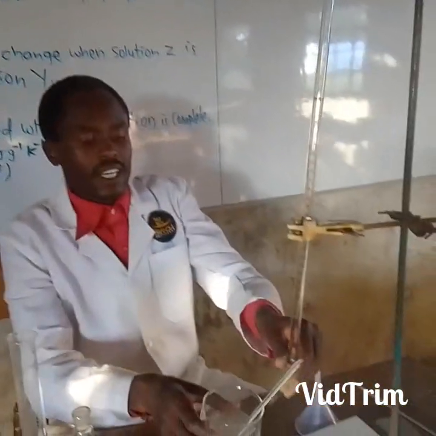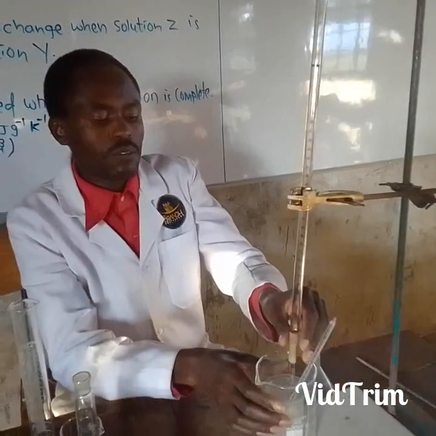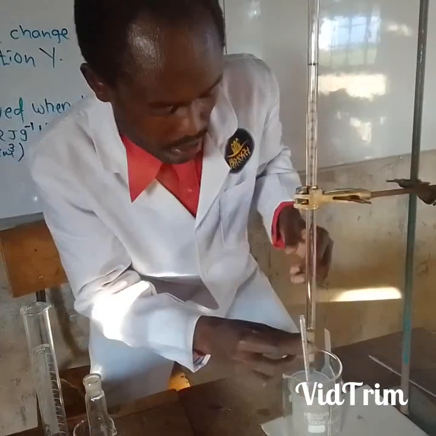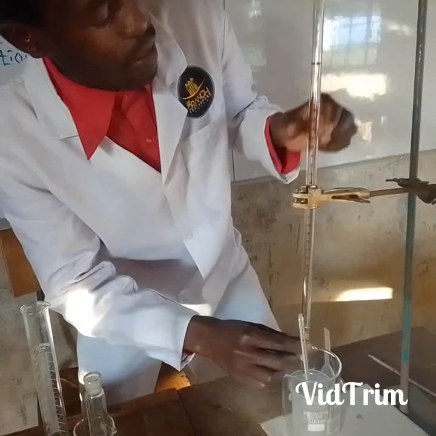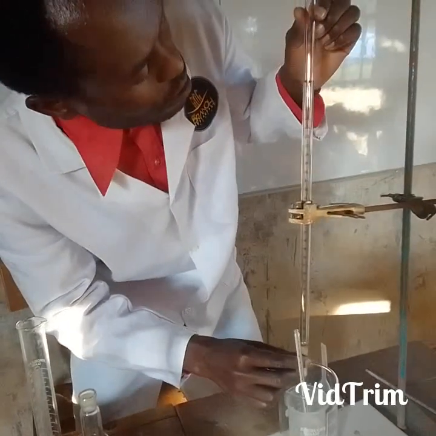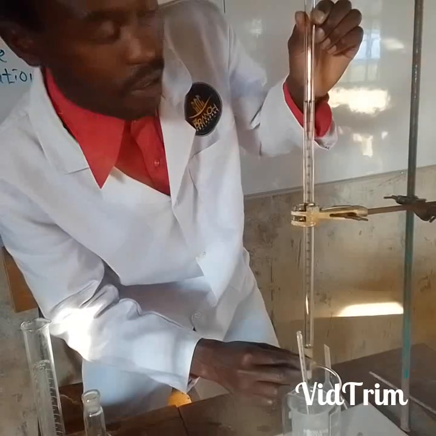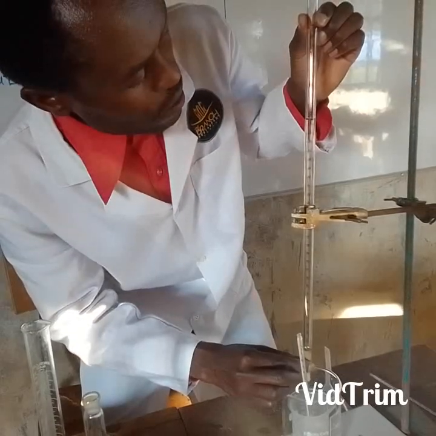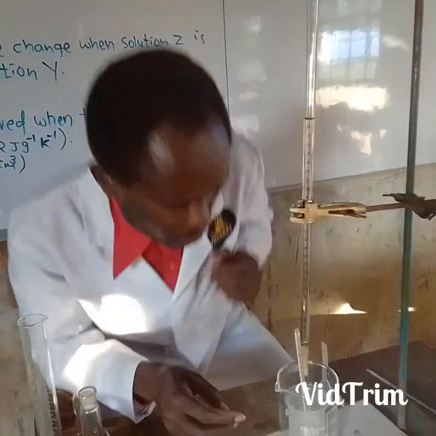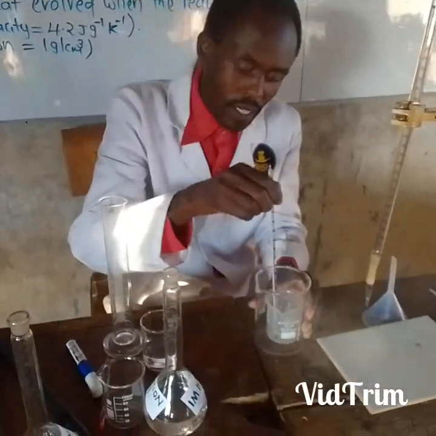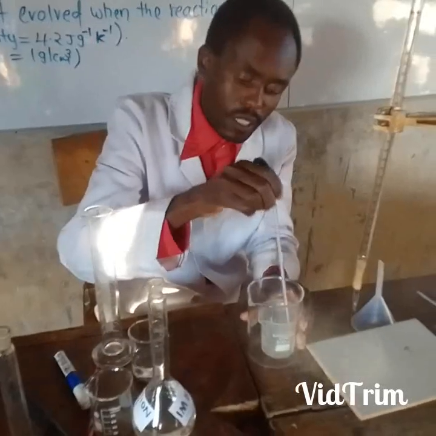I again add 4 mils without removing the thermometer from the mixture. Let us go. Now it is up to 24. From 20 I add up to 24. Exactly 24. Then I have to read. I start first of all using the thermometer.